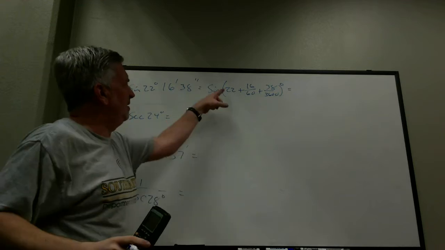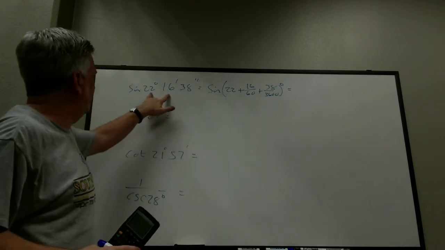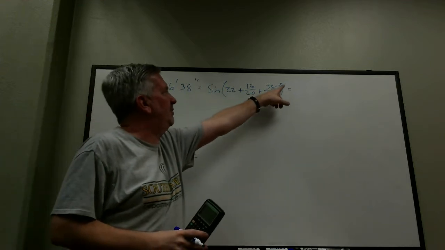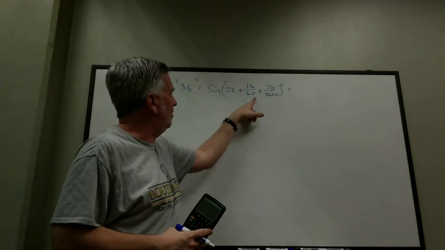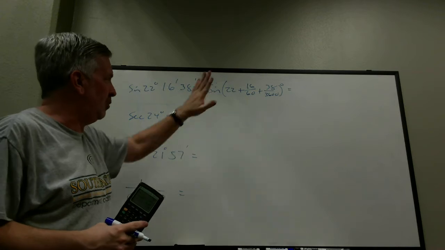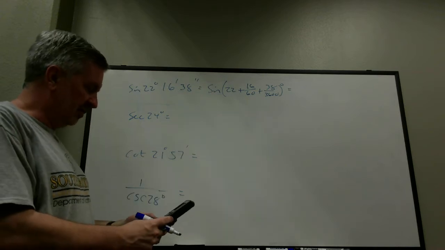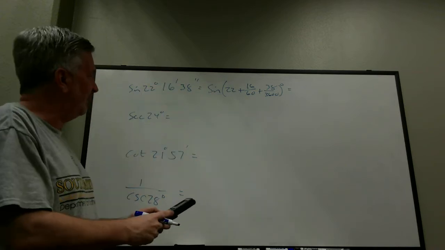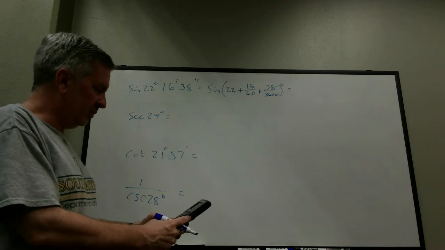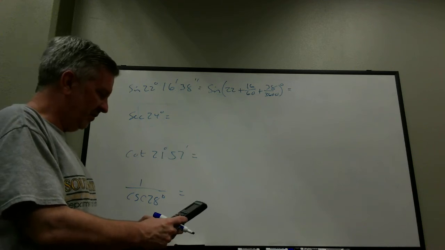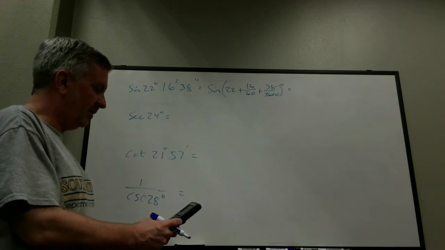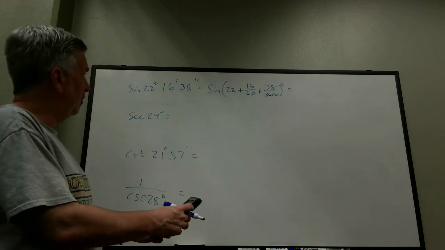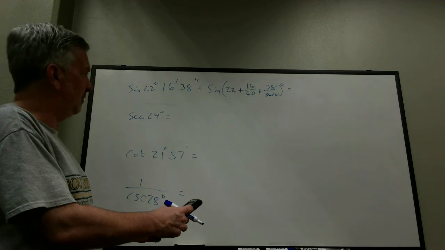Now you don't have to write this down, but just be aware, that's how I'm typing this. And you don't need the degree sign. I'm in degree mode, so the calculator knows I mean degrees. I just wrote it there because it's degrees. So sine of, it automatically gave me parentheses, 22 plus 16 over 60 plus 38 divided by 3600.